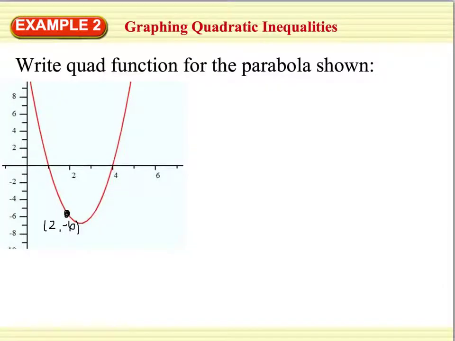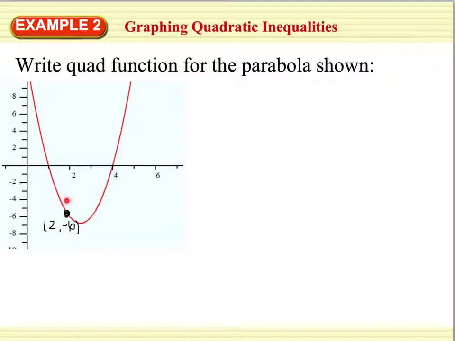Now example 2 is similar, however it is slightly different. Example 2 says to write the quadratic function for the parabola that's shown. However, this time I'm not given the vertex point. I am given a coordinate point, but it's not the vertex. And unless you're given that point, I wouldn't assume that it's anything. You need to be really sure of what the vertex is if you're going to use a vertex form.